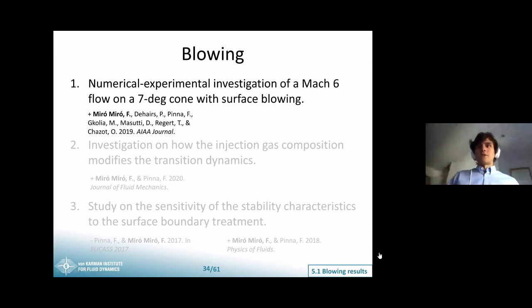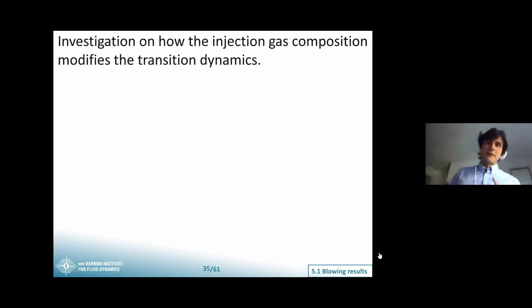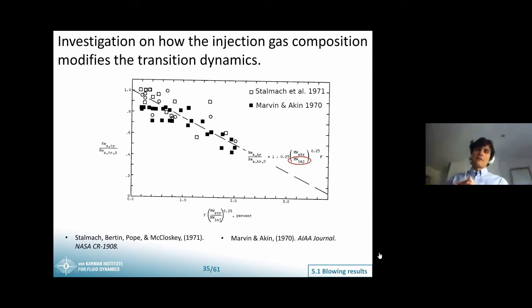All right, so that was on the numerical experimental investigation. The second was, as I said, the investigation on the injection gas composition, and this was motivated by a series of experiments that were conducted by the NASA guys in the 70s, where they basically wanted to look at how injecting gases with different compositions affected the transition front. Because, well, when we have an actual ablating surface, the pyrolysis and ablation gases have a ton of different species with different properties. So it's interesting to know how species with different weights affect the transition dynamics.